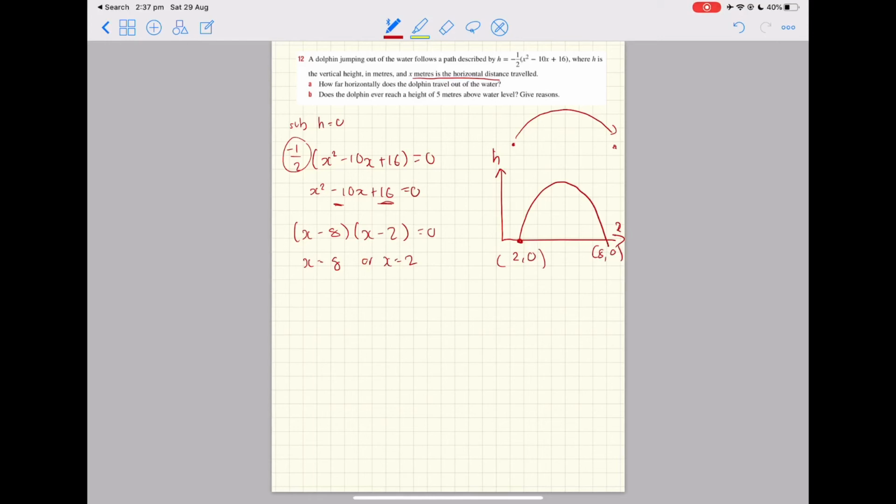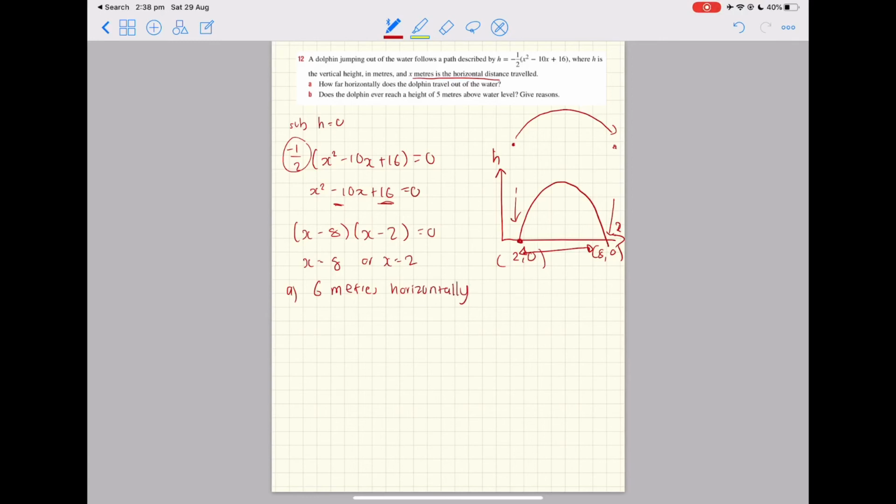So what this is telling me is that the dolphin started from here. That's where it initially jumped. It moved up into the air because H represents the vertical height that it's jumped, and it landed back over here again. So that's when H is equal to 0. That's when it's landed. So the total horizontal distance that the dolphin has traveled would be 8 subtract 2, which is 6 meters. So for part A, your answer is that it has traveled 6 meters horizontally.